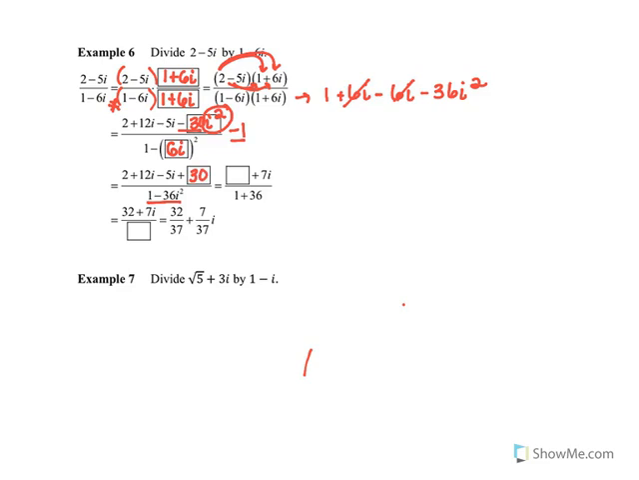I can combine like terms. So 2 plus 30 gives me 32. 12i minus 5i is positive 7i. And I can do the same down here because I have negative 36 times negative 1 gives me 1 plus 36, which is 37. Okay. At this point you can stop, or you can separate it into two separate fractions as listed on the right. It doesn't matter to me which one you do.